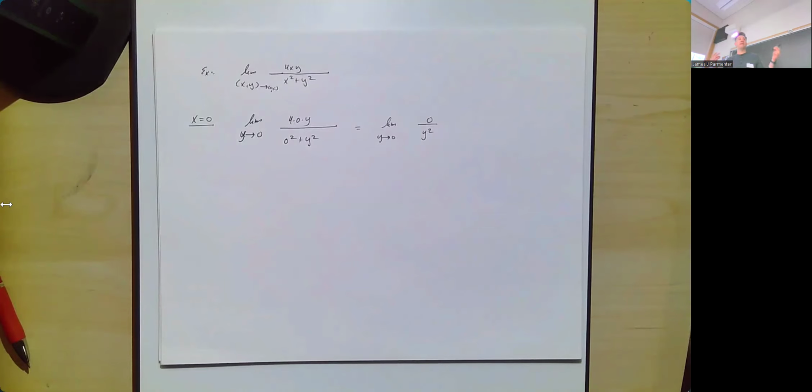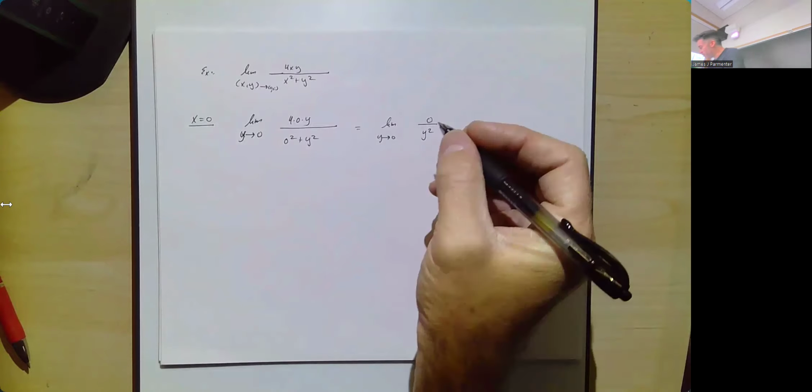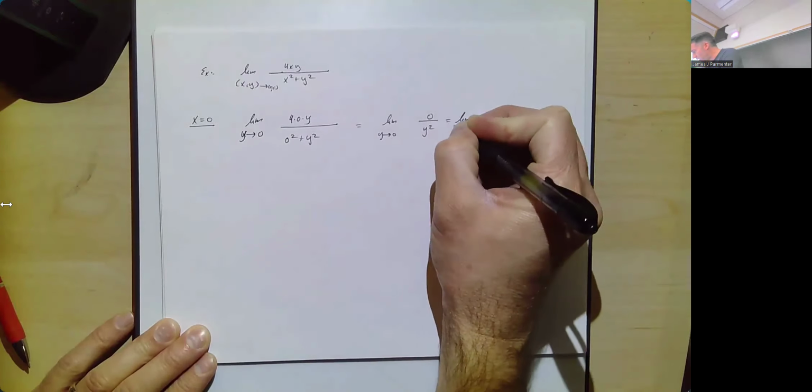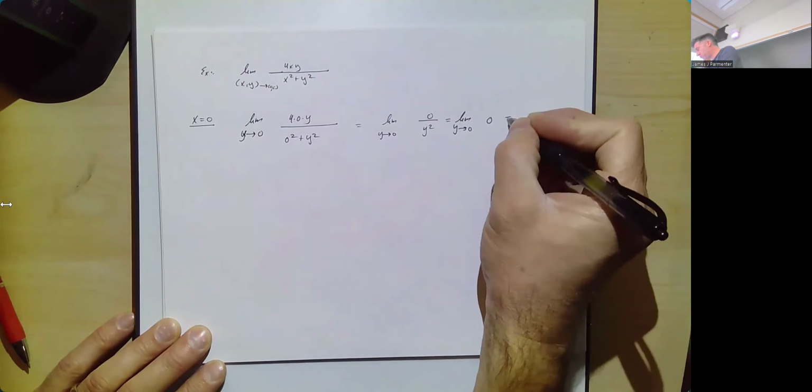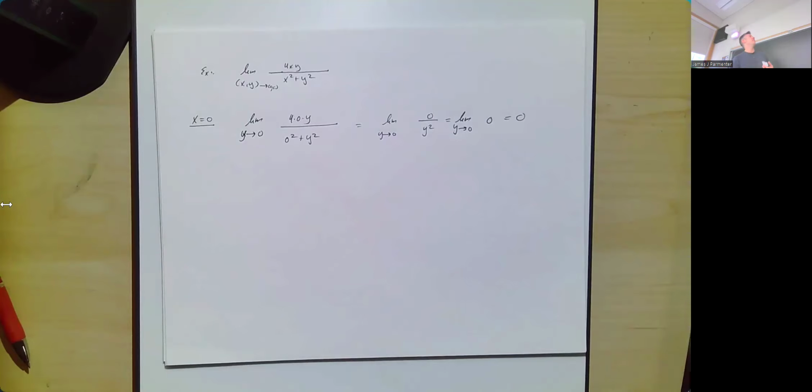It's some number that's not 0. Great. What's 0 divided by not 0? Right. 0 divided by 0 is a problem. 0 divided by not 0 is beautiful. It's 0. So this ends up being the limit as y approaches 0 of just 0, which is 0. Oh, that was very helpful. We're happy about that.